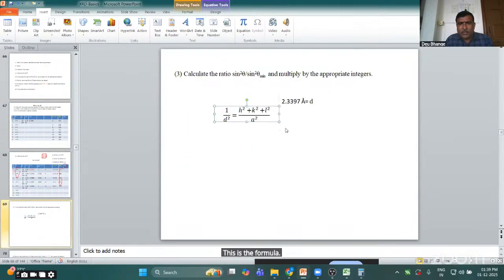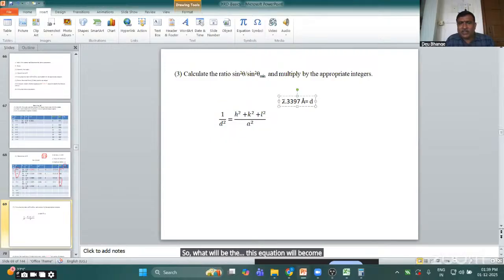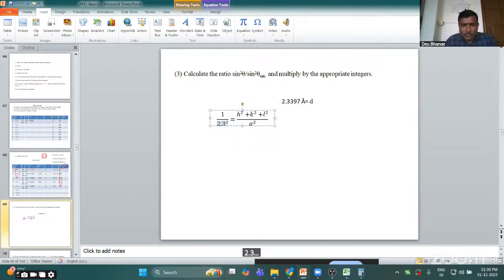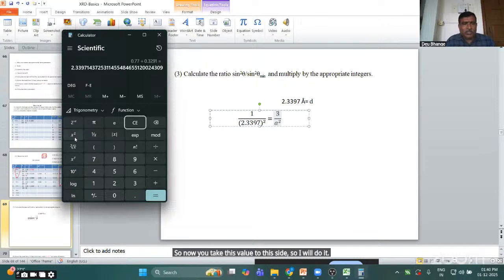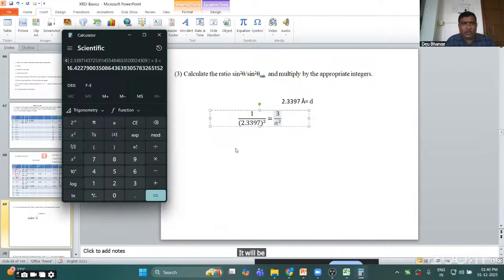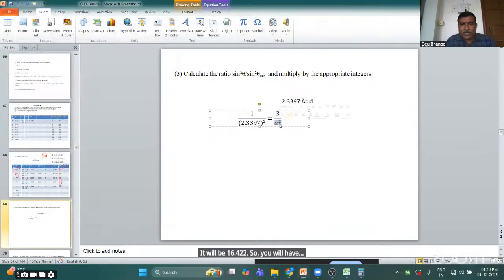This is the formula where you now know D, and HKL is 1 1 1. So this equation will become something like this: 1 over 2.3397 square is equal to h square plus k square plus l square, which is 3. So 1 plus 1 plus 1 is 3, upon a square. Now you take this value to this side. Square of this, 5.474 into 3, will be 16.422. So you will have a square something like this, and this will go to the other side of the equation.